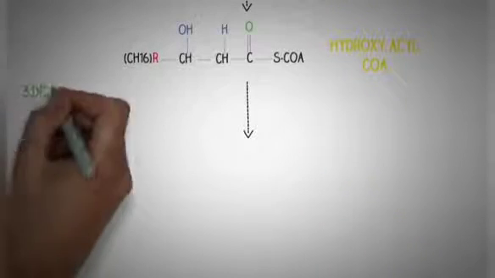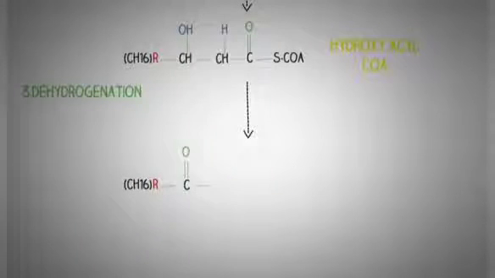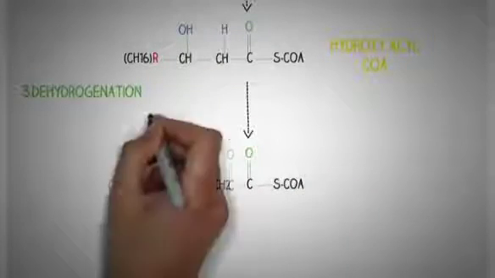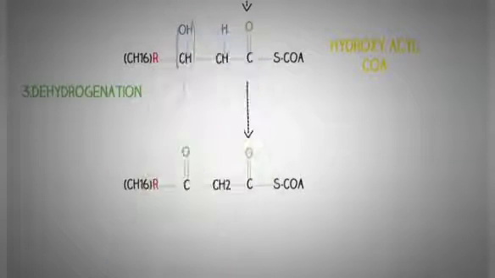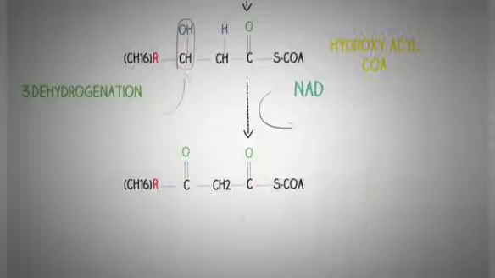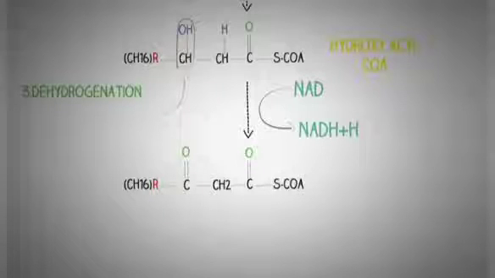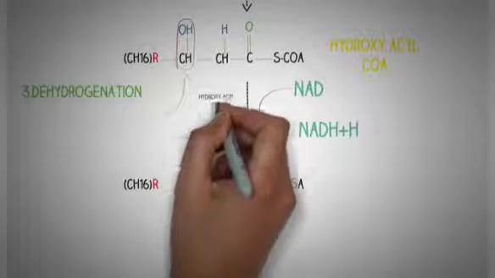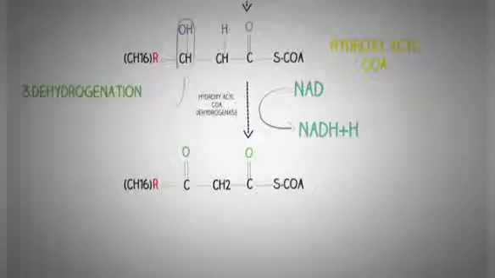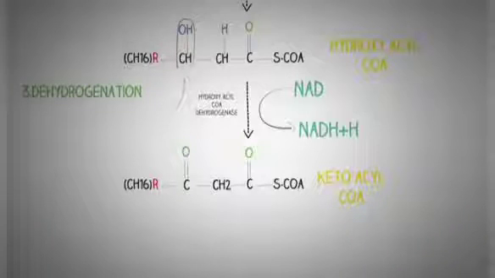The third reaction involved is again a dehydrogenation reaction. Hydrogen is removed from the beta carbon of hydroxyacyl-CoA, which causes the formation of a double bond between carbon and oxygen atom. The hydrogen removed is accepted in this case by NAD, which is reduced to NADH. And this reaction is catalyzed by the enzyme hydroxyacyl-CoA dehydrogenase, and the compound produced is called ketoacyl-CoA.